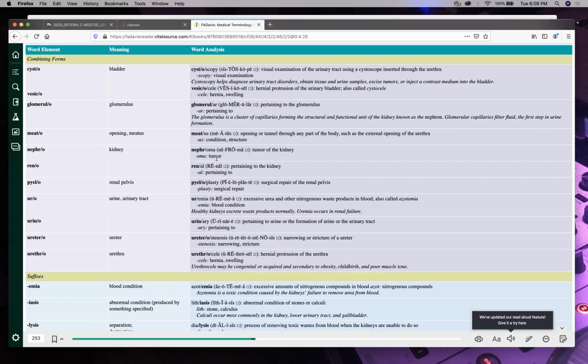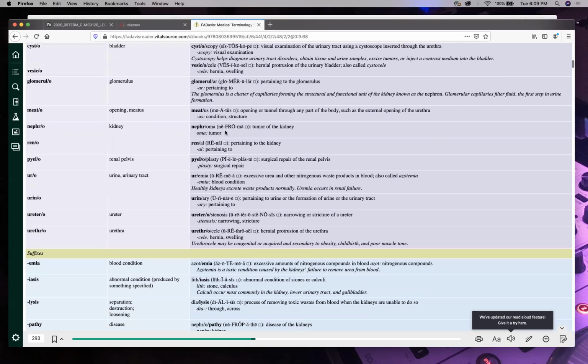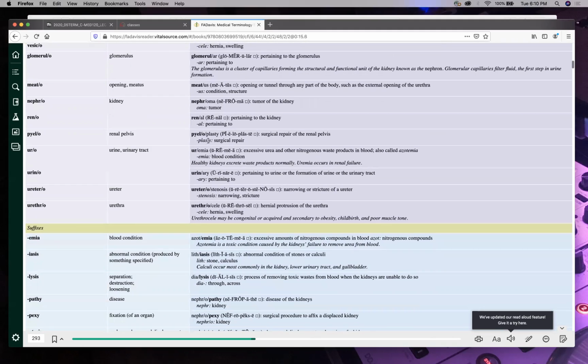Nephroma, oma, remember, it's a tumor. Before the biopsy, it just means a lump or bump that I found on my kidney, most probably during an x-ray. But until the biopsy tells me that it's cancer, I can't say it's a nephrocarcinoma yet. It's just a nephroma. Pyeloplasty, that's a surgical repair of the renal pelvis.